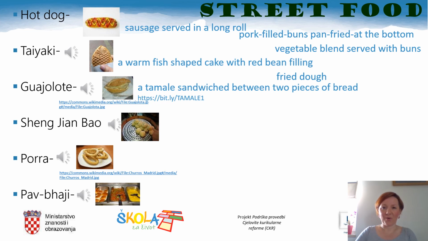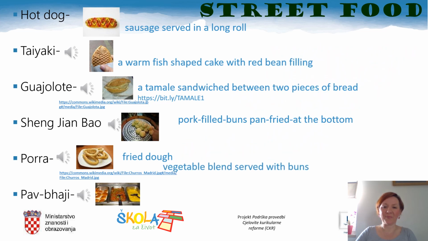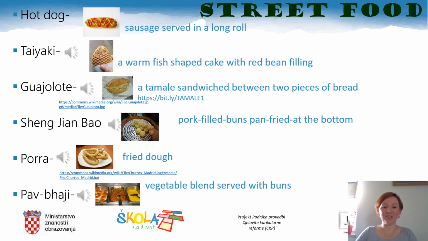Okay. What do we have then? This. Pork-filled buns, pan-fried at the bottom. Yummy. And what is porra? It's fried dough. And the last one? Vegetable blend served with buns.